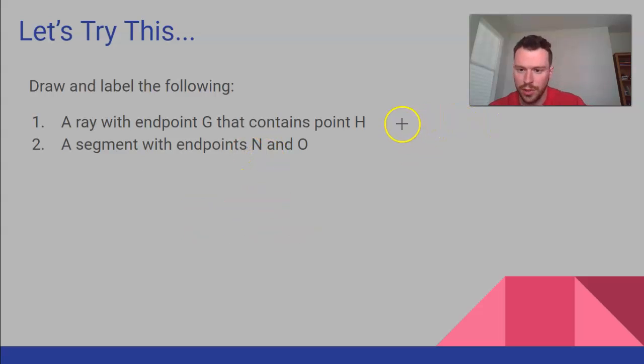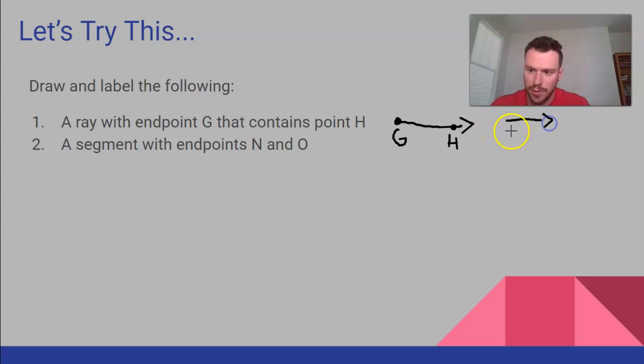To finish this up, I'm going to model drawing and labeling a ray and a segment. So a ray with endpoint G that contains point H. So I'm going to draw this ray first. Again, pretend it's perfectly straight. It's a little hard with this software sometimes. And I have a shaky hand as it is. So we've got the endpoint G and another point H. And let's take this a step further. I'm going to name this. So we'll name this ray GH.